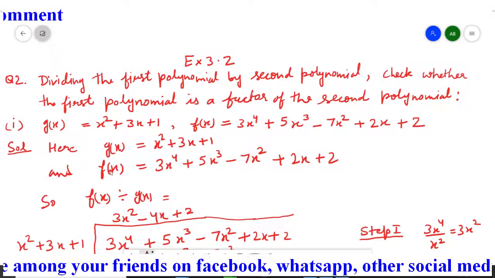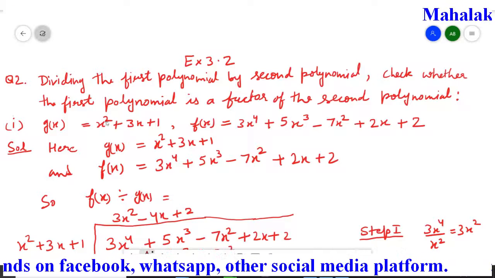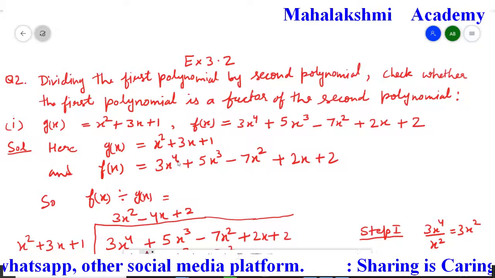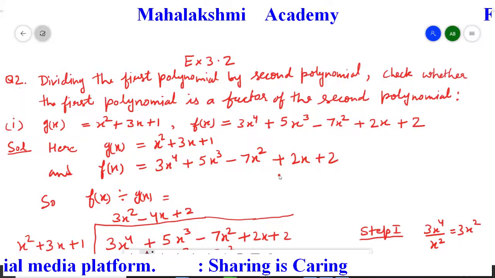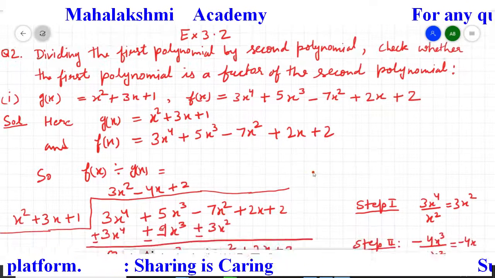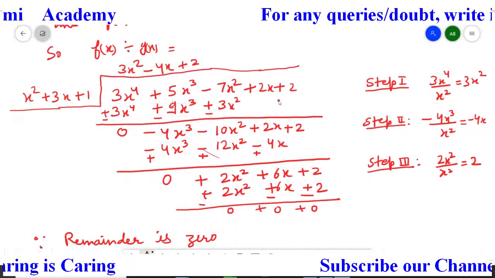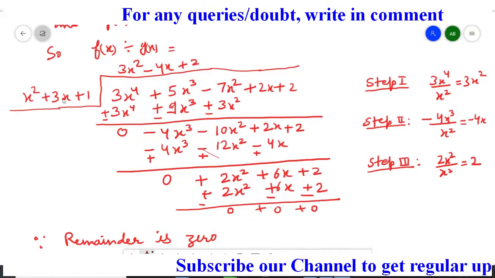So first I wrote here g(x) and f(x). When I wrote them, we have to take care that the terms should be arranged in descending order of the variable's power. So it is already arranged, so no change I had done. I wrote them as it is. Now we have to start the division process. So we have to divide f(x) by g(x). So the outline is like this. Here I wrote f(x) and here I wrote g(x).